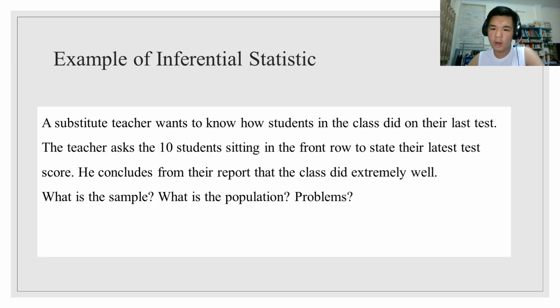A teacher wants to know about his students' performance on the last test. He only asked 10 students in the front row, and he concluded that his students did extremely well. The sample here is the 10 students in the front, and the population is all the students in the class. The teacher concluded that the class did extremely well because the sample is the students from the front row, and they tend to be more interested in class and tend to perform higher in the test. However, the sample may perform better than the population, so his conclusion may be wrong.